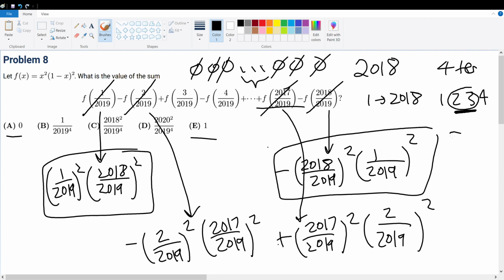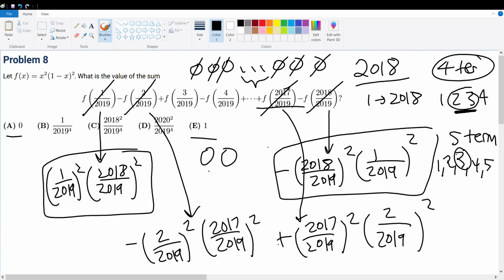But what about 5 terms? If I have 1, 2, 3, 4, 5, then that would mean I do not have middle two numbers to cancel. I only have one median. But since this is an even number of terms, like 2018, it's guaranteed that there are 2 middle numbers that cancel with each other in the very end. So ultimately, we get 0 with nothing left.